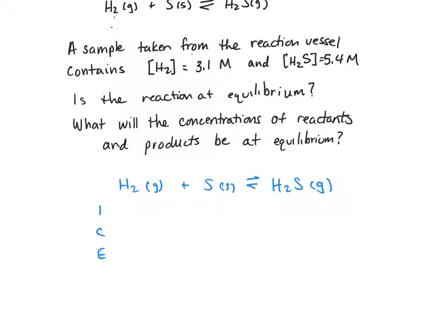But we don't know where we are in terms of the equilibrium, right? We didn't say this was an equilibrium mixture. We said we took a sample. Is it at equilibrium? So we don't know for sure if it is. So we'll use our reaction quotient, Q, to determine whether we are at equilibrium.